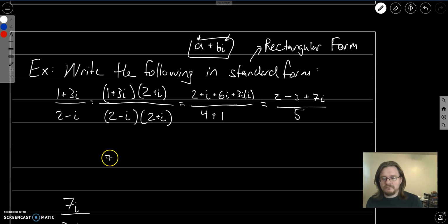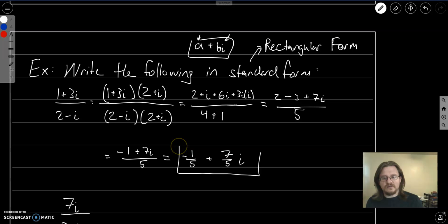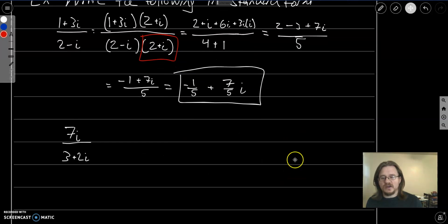And I'm nearly done. So 2 minus 3 is negative 1, plus 7i over 5. And I have to write this as a real number plus an imaginary number. So I'll have my negative 1/5 plus 7/5 i. I'll just divide both of them by 5. And there you go. So the trick: multiply by the conjugate. And once we do that, everything becomes real on the bottom of the fraction, so I can simplify it quite nicely.